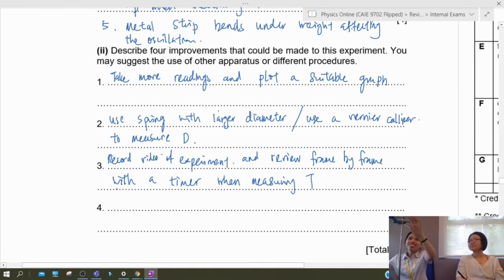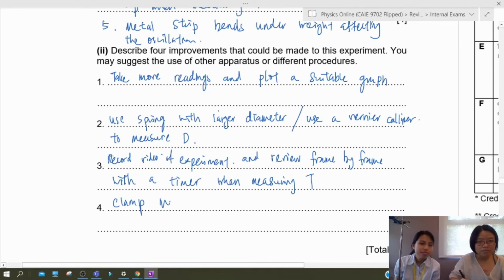So just now we said the metal strip can bend, right? That's because we clamp it from one side. What if there are two retort stands to clamp it like that? Then it won't bend like that. I don't know, I just try and see whether it's correct or not. Clamp the metal strip on both ends, to prevent bending, I guess.